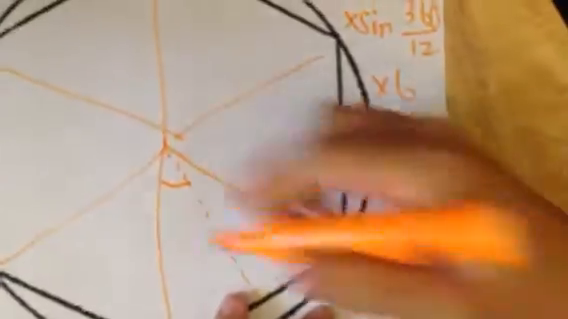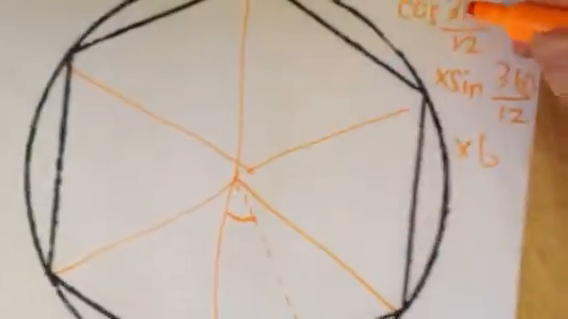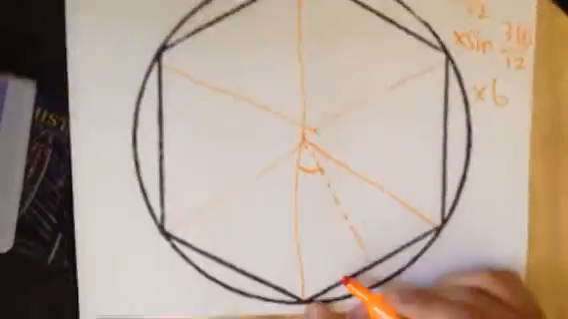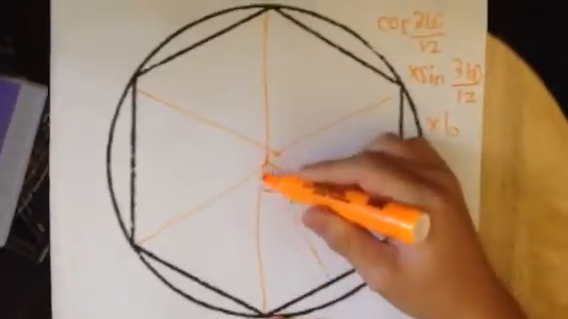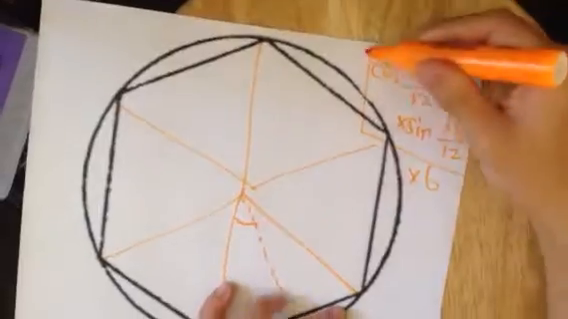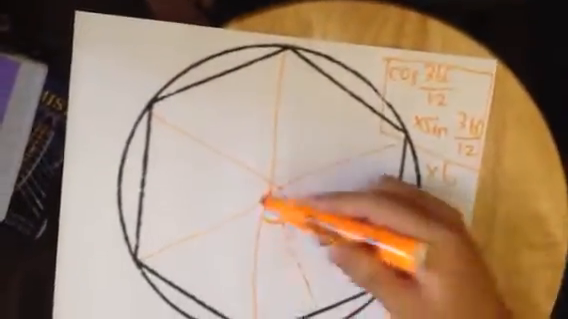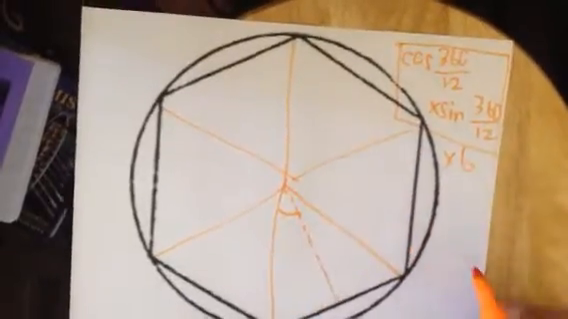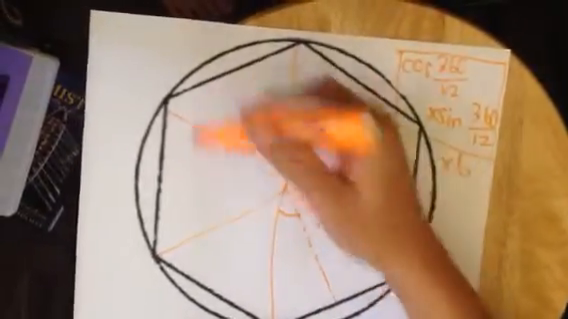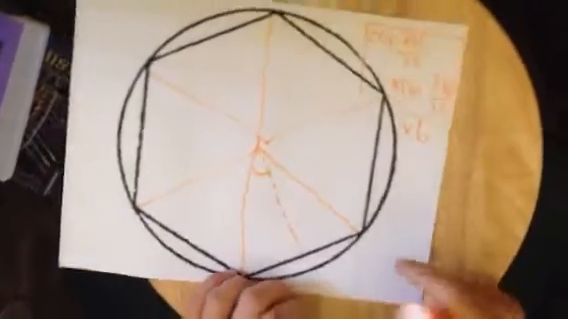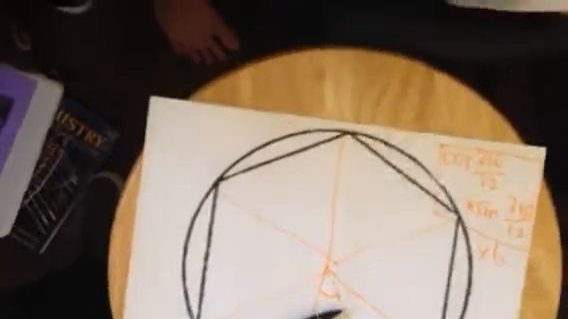And this method makes sense because cosine of this angle is the height, and then sine of this angle is this. And by doing cosine of theta and then the sine of theta, we get the area of this little triangle. And then if we times it by 6, we can figure out the area of this hexagon. So let's get into the questions on the lab.